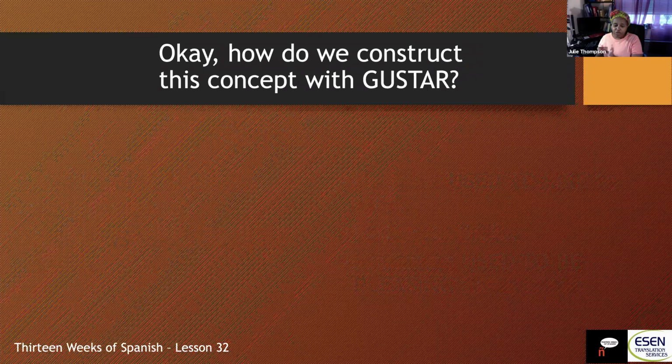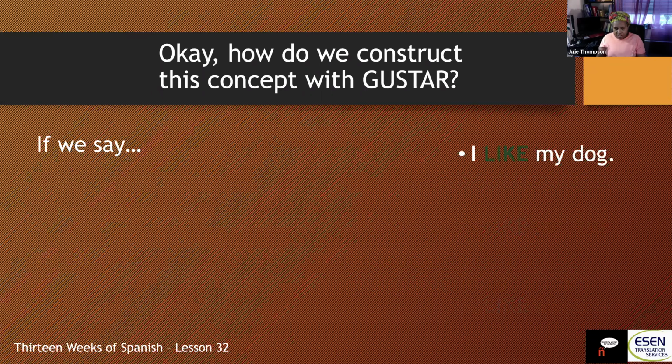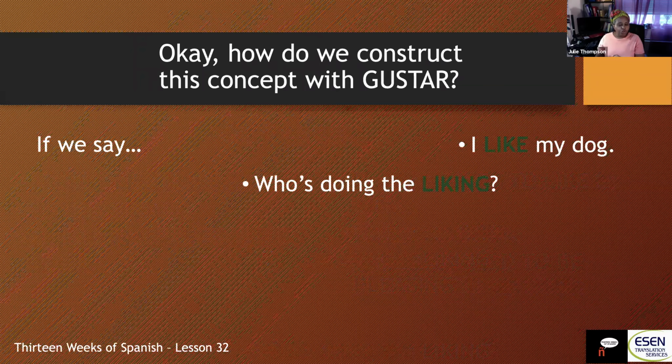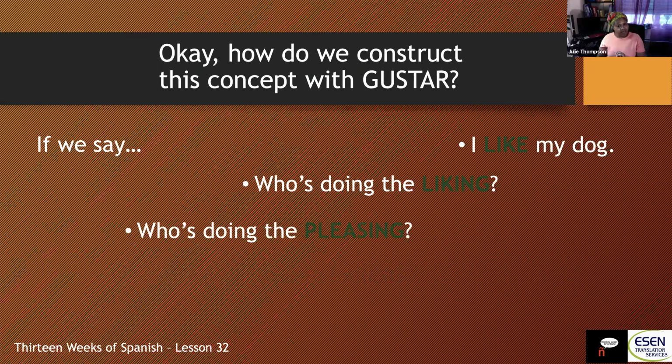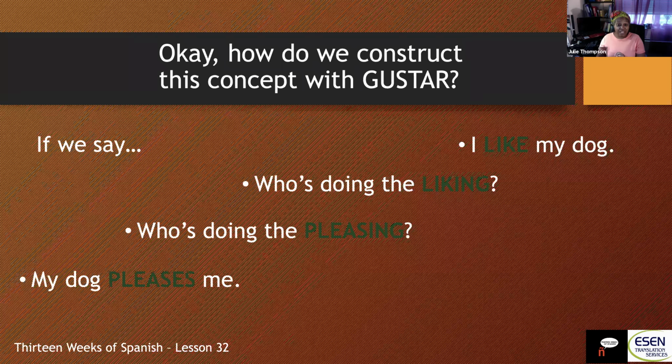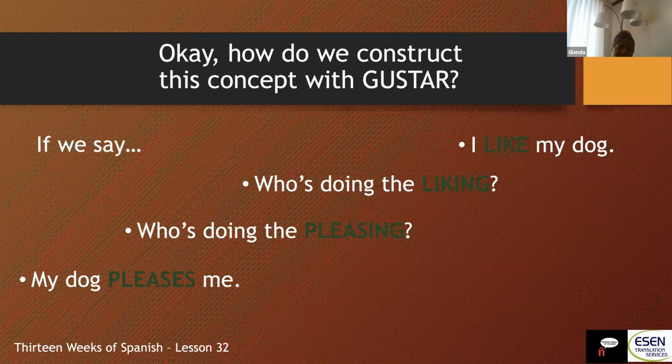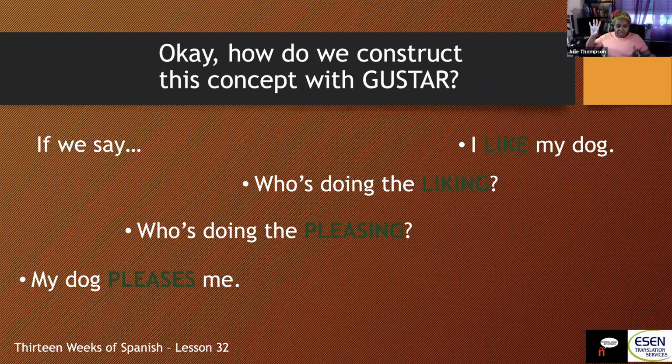So how do we construct this concept with gustar? If we say, I like my dog, who's doing the liking? I. Who's doing the pleasing? The dog. My dog pleases me. So now I like my dog, my dog pleases to me. Do those sentences have the same subject?